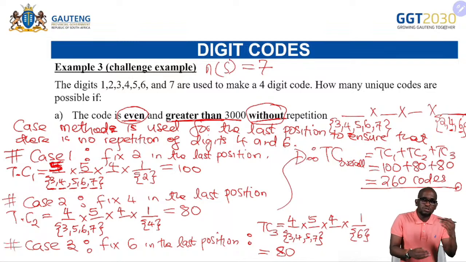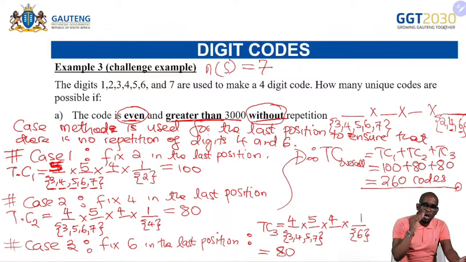You resolve it into different cases, and then from there you make use of the case method to work out the answer for case 1, the answer for case 2, and the answer for case 3, and then you add all the answers to get the total number of codes overall that are even and greater than 3,000 without any repetition. Right, that is how you were supposed to solve that challenge example.